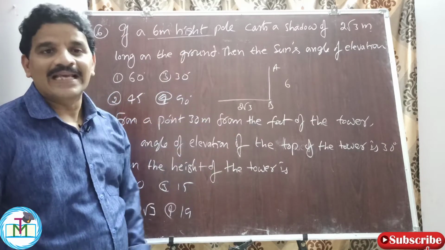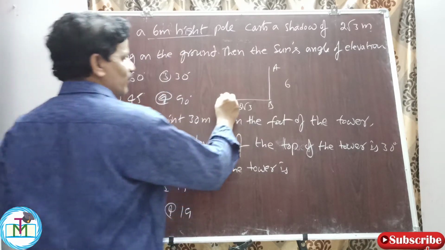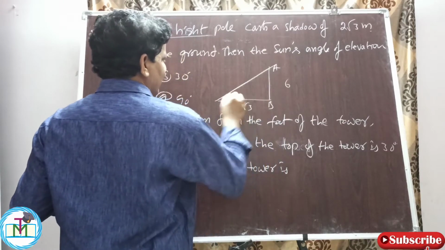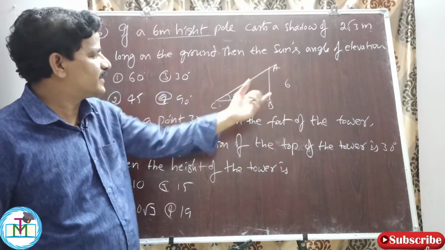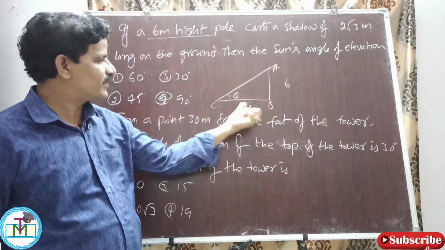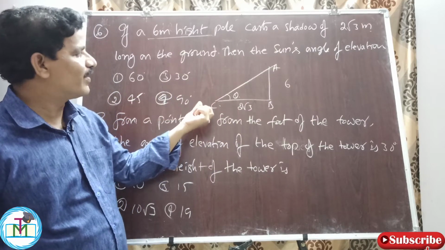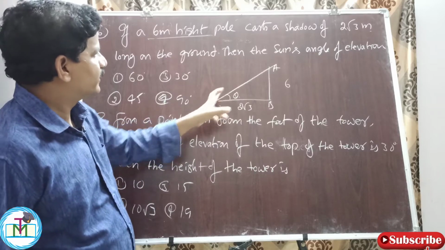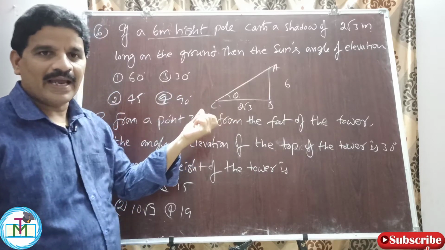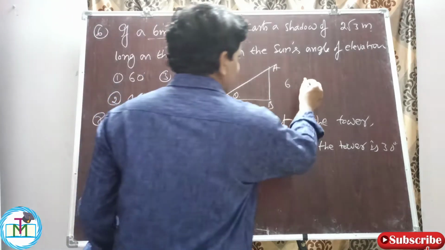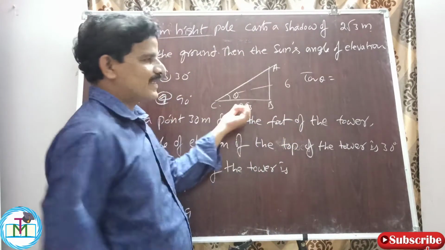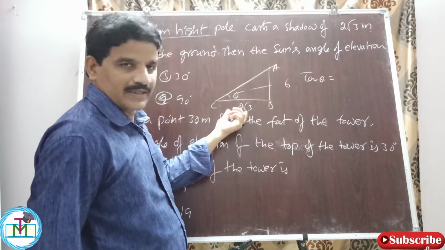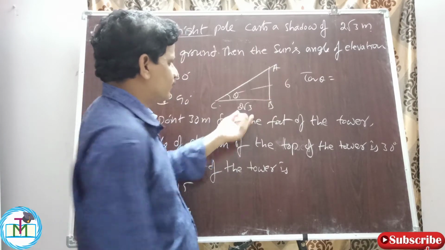Then the sun's angle of elevation. Same formula, simple formula. Here we have to calculate the angle of elevation. This is the height of the pole, this is the length of the shadow. Now what is the angle of elevation? From this point to the top of the pole, what is the angle of elevation? Same formula, tan theta is equal to opposite side by adjacent side, means height by distance, h by x.